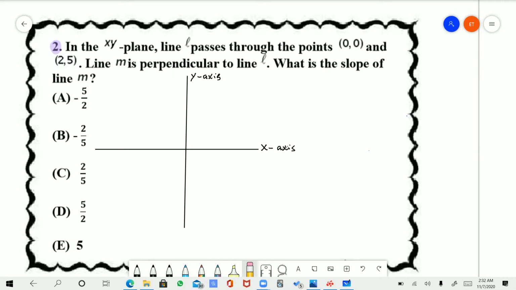Line L passes through 0, 0, and 2, 5. So line L passes through the point 0, 0, which is right here. And if this is 2 and that's 5, line L also passes through the point 2, 5. So line L passes through these 2 points. So we have line L. It has a slope, which we'll name M1. We're going to find that.